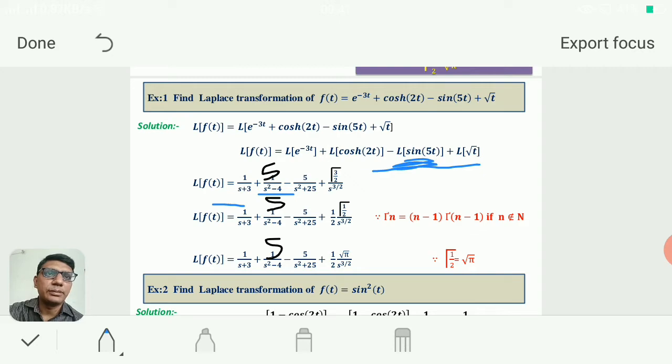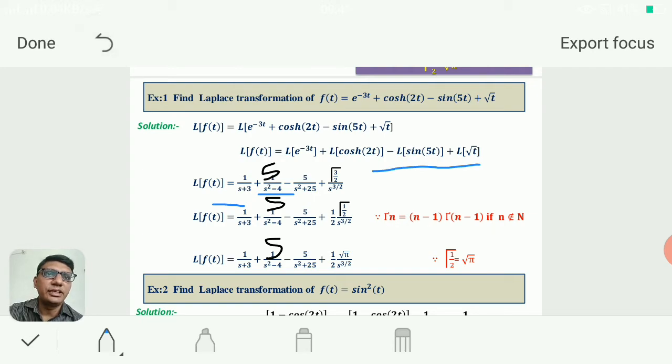And Laplace of root t, that means Laplace of t raised to 1 by 2, is gamma 3 by 2 upon s raised to 3 by 2. We are applying Laplace of t raised to n equal to gamma of n plus 1 upon s raised to n plus 1. Here n is in fraction form, so we cannot convert into the factorial form. But we can apply this property with a gamma function.